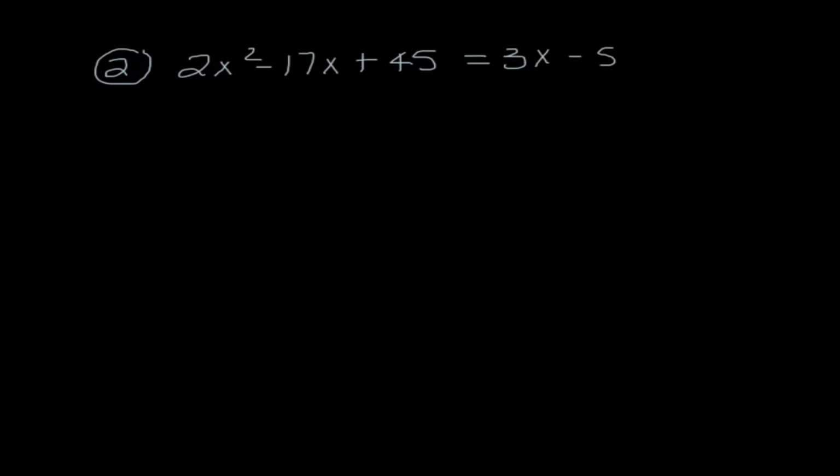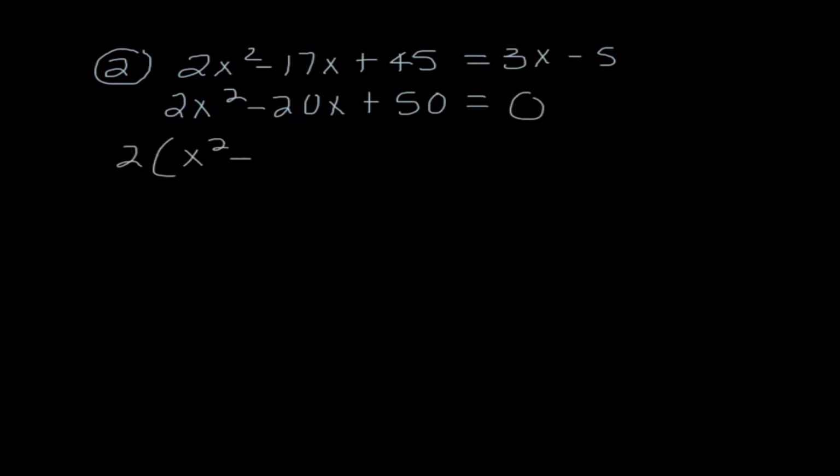Okay, here is example number 2. We will definitely see some like this. First thing I need to do is get this set equal to 0. So I'm going to subtract 3x from both sides and add 5 to both sides. And I notice that there is a 2 in everything. So I'm going to take a 2 out. And as soon as I take that 2 out, some things jump out at me. I have 2 perfect squares.